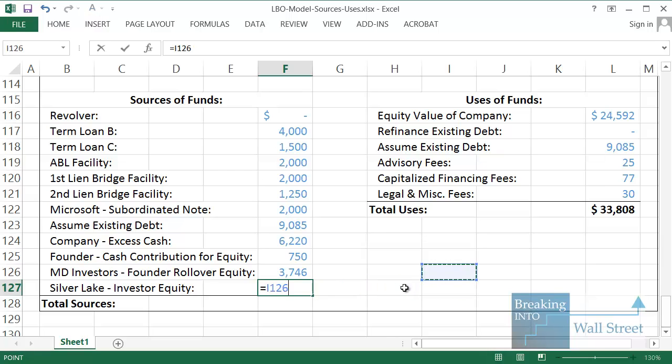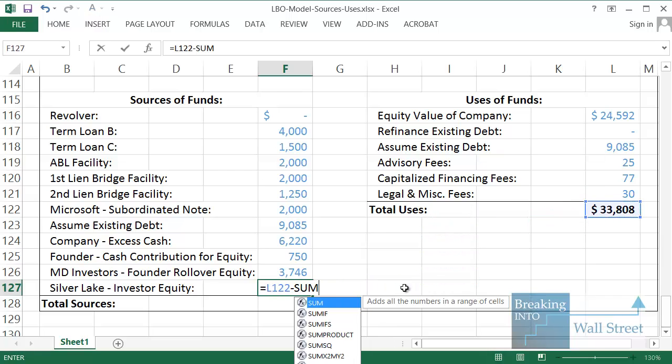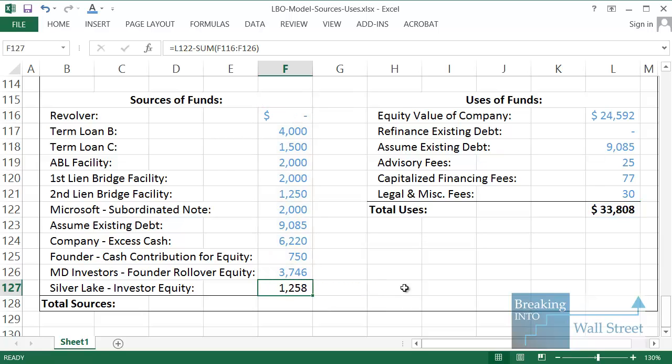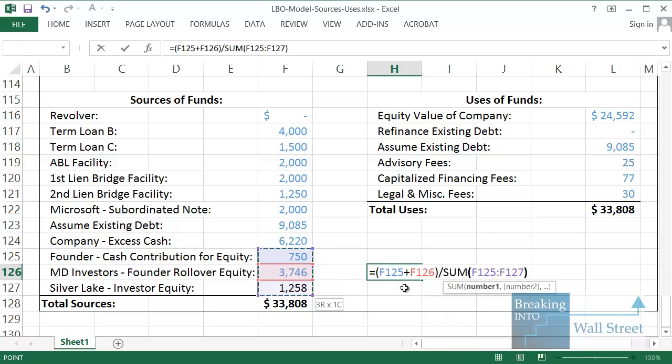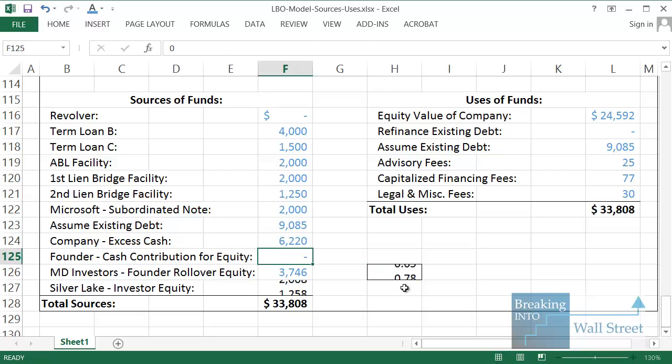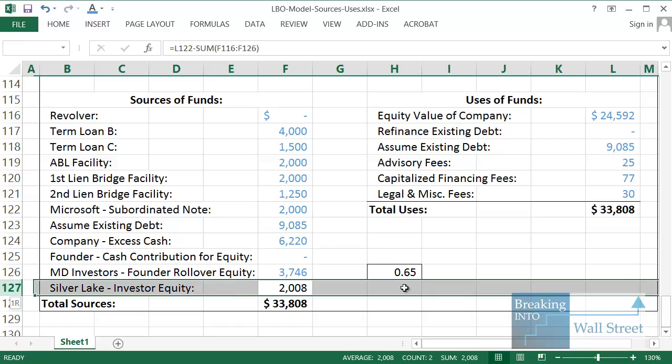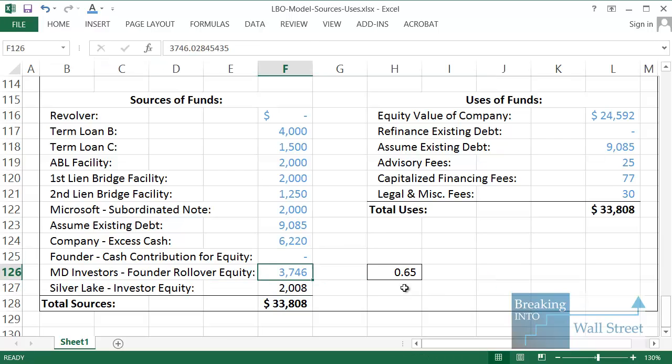Investor equity, let's take our total uses and then subtract our sources so far. So 1.2 billion for Silver Lake. Let's add up our total sources down here. What is the overall impact of this? Well, the overall impact is that Michael Dell will now own, let's just do the math right here, about 78% of the company. Now, if he didn't put in that cash contribution, he would only own about 65% of the company. Silver Lake would have to contribute a lot more, and that is the impact of a cash contribution to up a management team or founder's stake in a business like this.